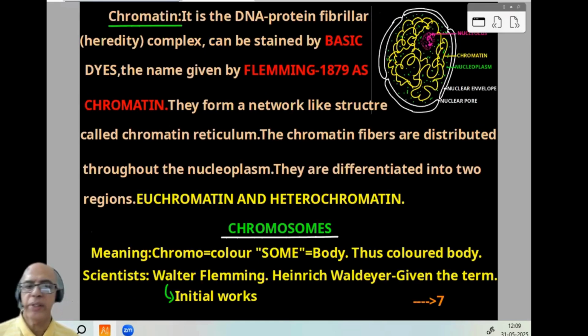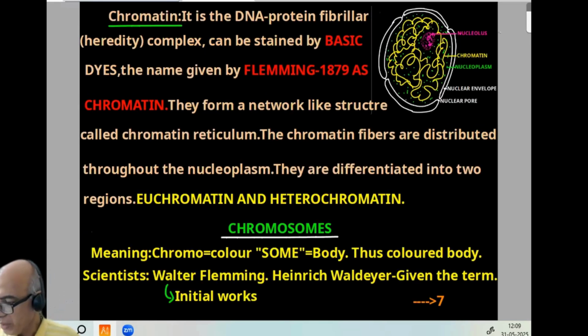Now comes the next material, chromatin. So what is chromatin? It is the DNA-protein fibrillar complex connected with heredity. Chromatin can be stained by basic dyes. The name chromatin was given by Fleming in 1879, as we studied in the beginning. They form a network-like structure called the chromatin reticulum. In the diagram it is clear: chromatin fibers are distributed throughout the nucleoplasm.